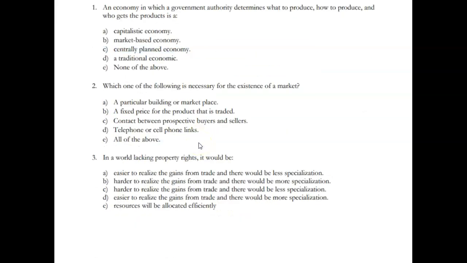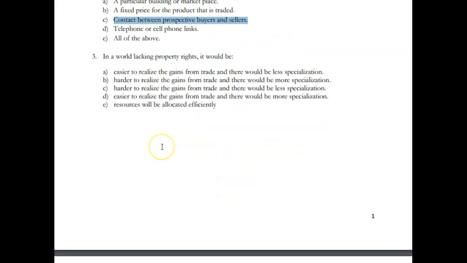Which of the following is necessary for the existence of a market? Now, if you look at all of these, I know it can't be all of the above, because no one needs a building. You can sell online, it doesn't mean you need a building. I'll say this one, because at the end of the day, a market is what? An exchange between buyers and sellers to buy a product. So if you don't have buyers and sellers, there is no market, right? So that's an obvious answer.